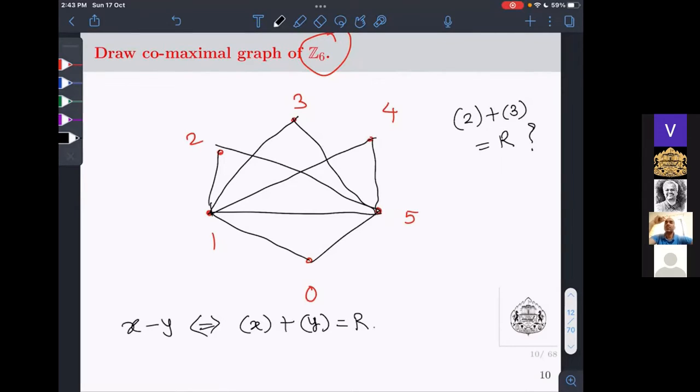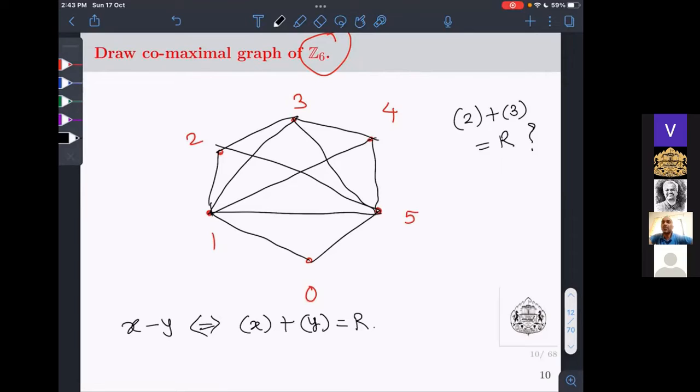So 2 and 3 are adjacent or not? Yes, they are adjacent. And 3 and 4 also, yes. What about 2 and 4? No, they are not adjacent. They are not adjacent, 2 and 4.